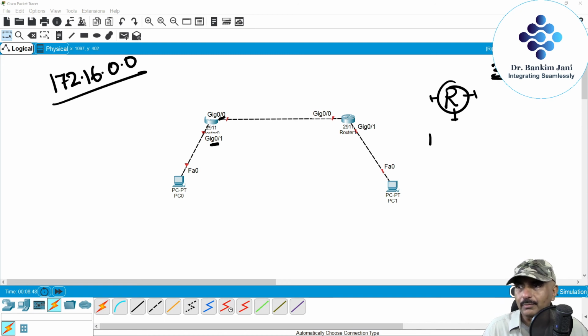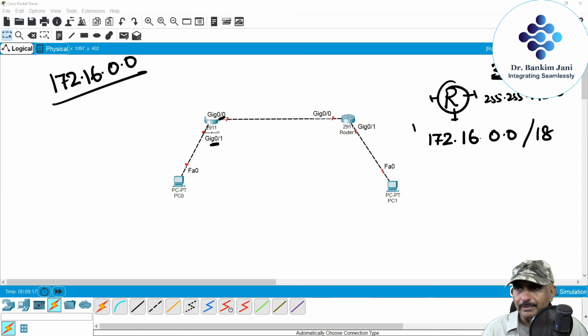So what would be our headers? First will be 172.16.0.0. For 3 subnets, that means we'll be borrowing 2 bits. When we borrow 2 bits, 8 plus 8 is 16, plus 2, that is 18. So its mask would be /18 or 255.255.192.0, and so this would be our first subnet.